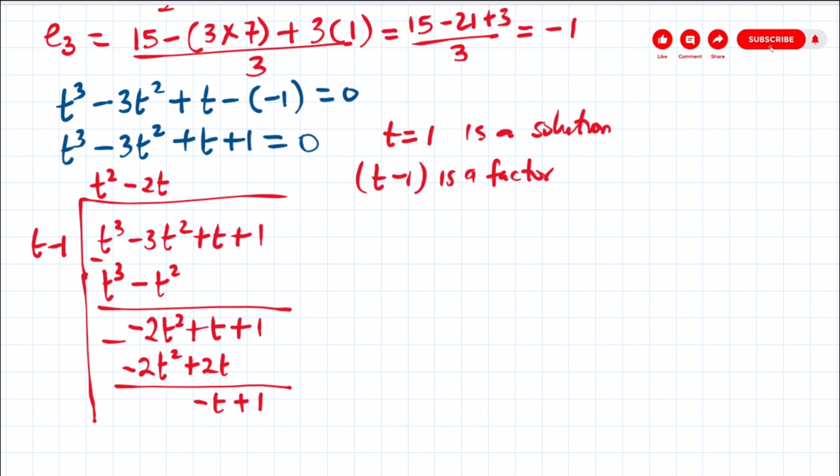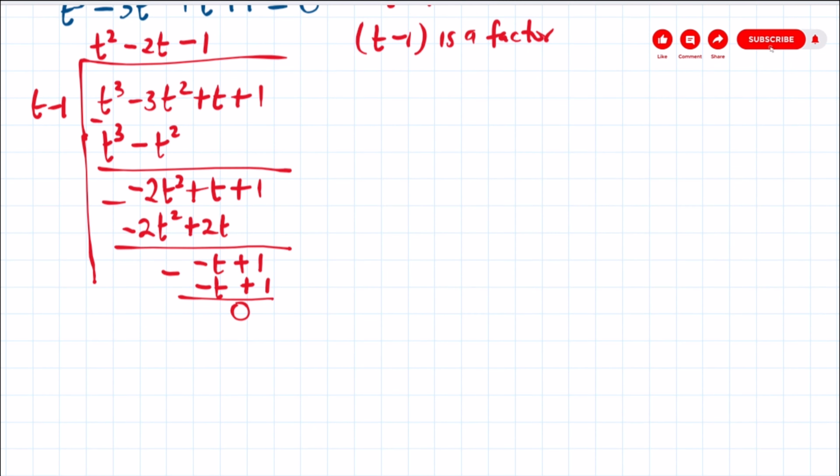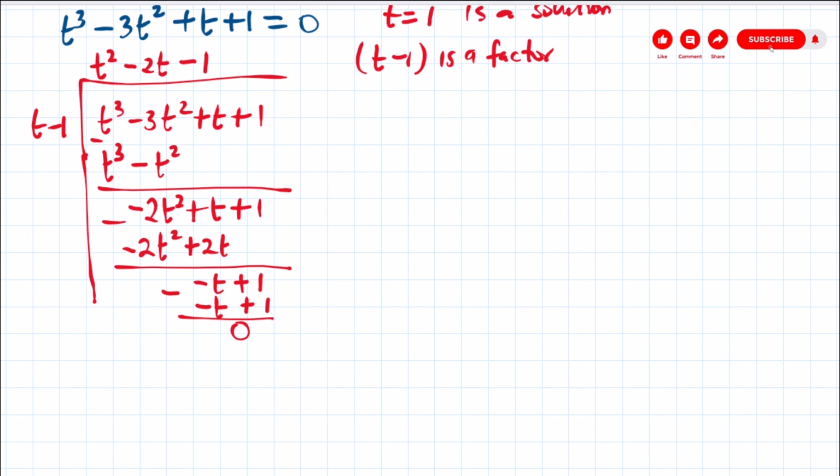So what are we going to multiply by t to give us minus t? That's minus 1. This gives us minus t plus 1. So you subtract this, you're going to get 0. So we have gotten to the end of our long division. That means our quadratic equation is t squared minus 2t minus 1 is equal to 0. So this is what we're going to solve to get the other roots.